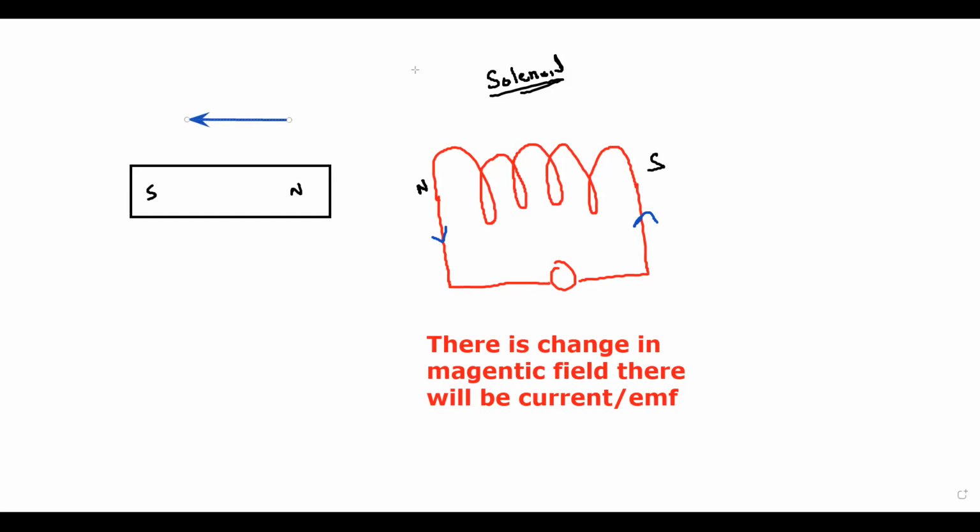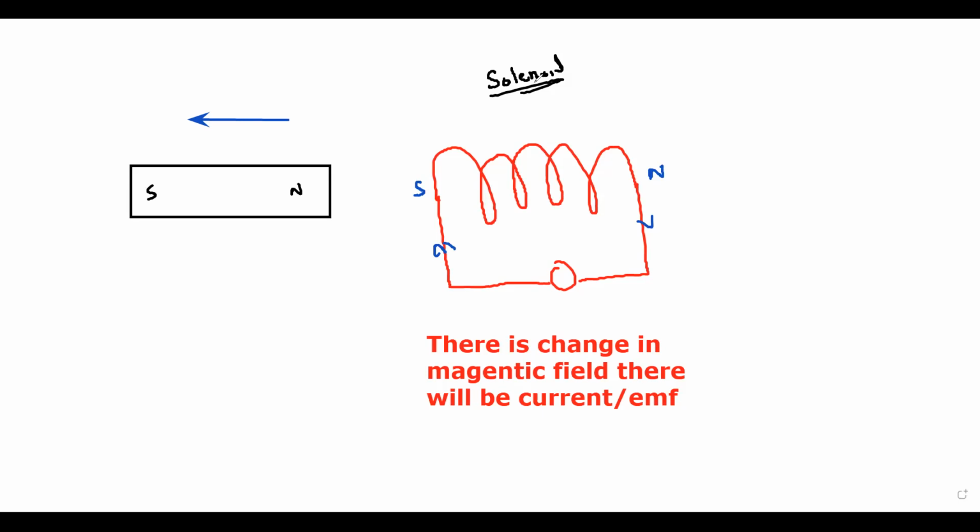So when we move the magnet away, what happens? According to Lenz's law, it will try to oppose the change, as there is a change in magnetic field. But in this case, the magnetic field is decreasing. So what will the solenoid try to do? It will try to oppose, and how can it oppose? By producing an opposite pole. So south pole will be here on the left hand side and north pole will be there on the right hand side. And the direction of the induced current will be opposite.